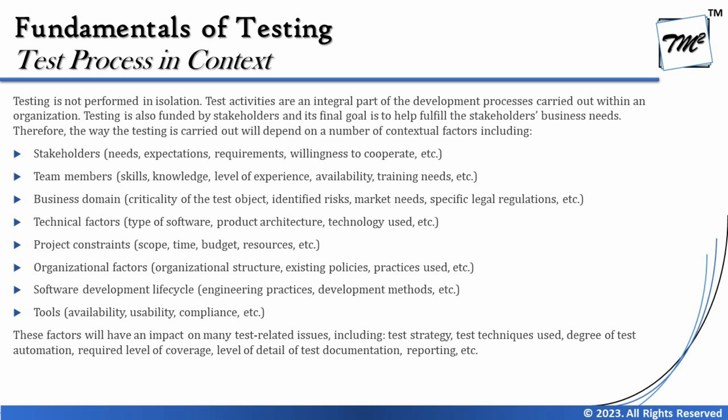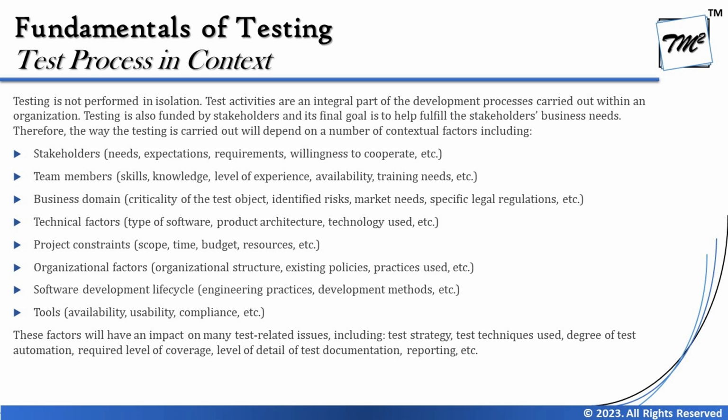Therefore, the way the testing is carried out will depend on a number of contextual factors as listed here. So let's see who our contributors are and what other things are going to influence our entire test process altogether. Number one, the stakeholders. They will be contributing the needs, expectations, requirements, willingness to cooperate, etc. When it comes to team members, of course, they need to have the skills, required knowledge, level of experience, availability, and all sorts of training needs, which we should fulfill in order to implement the work related to testing.